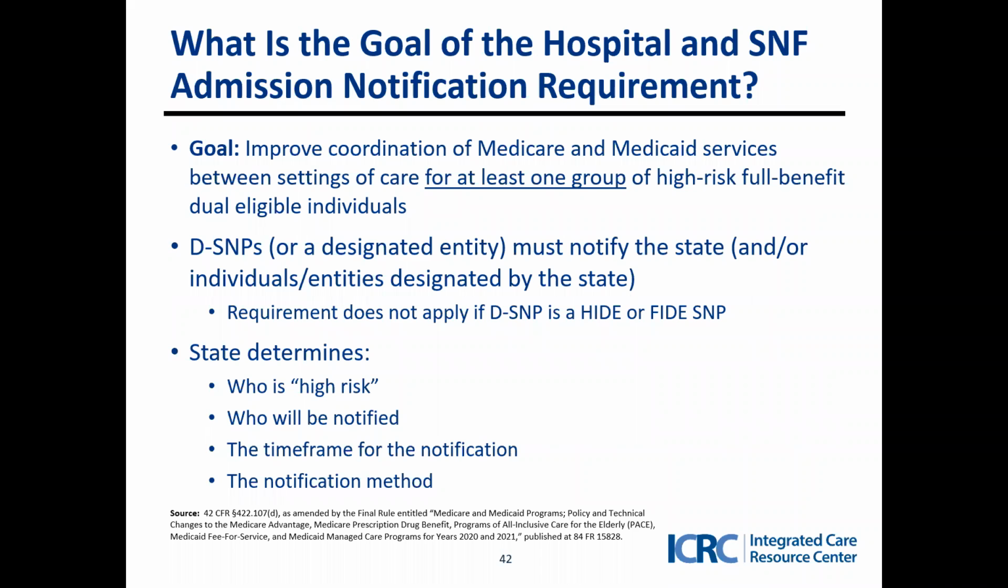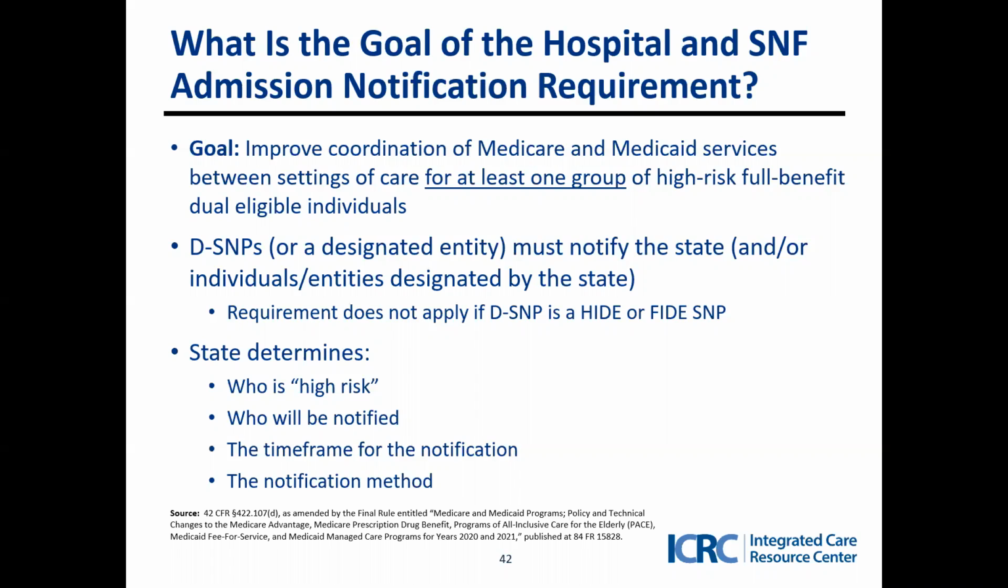This leads us to the goal for this new requirement. So again, effective January 1st of 2021, D-SNPs that are not FIDE or HIDE SNPs must include a new notification requirement for state Medicaid agency contracts. The purpose of this is to improve care coordination between the D-SNPs and the state Medicaid agency during care transitions. So this does have a flexible approach.